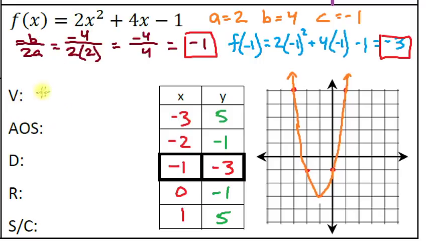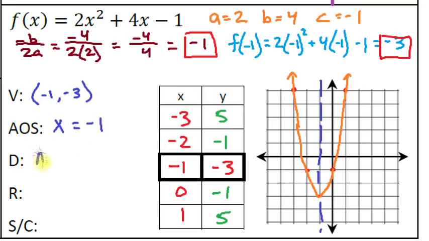Okay, let's answer the final questions. What is our vertex? We already figured that out. It's negative 1, negative 3. Our axis of symmetry goes right through the vertex, and that is where x equals negative 1. See, it's the x value of our vertex.